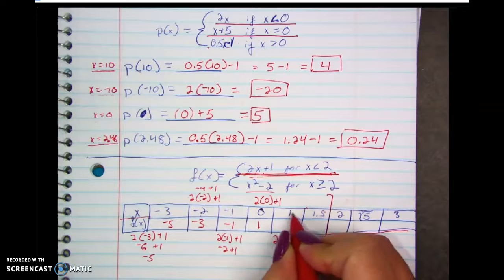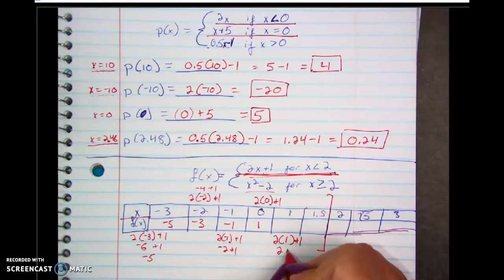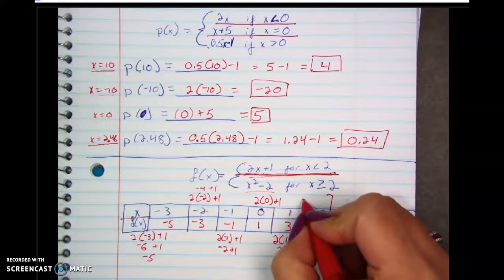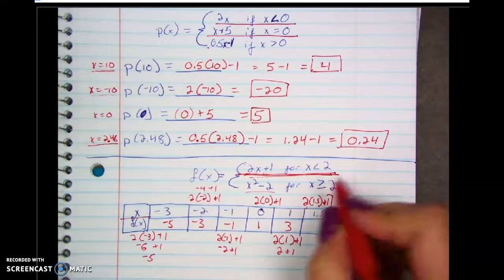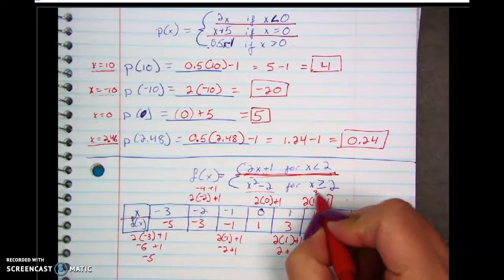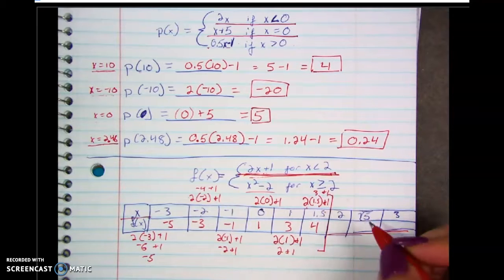Plug in my 1 as x. That would be 2 plus 1. That'd be 3. One more time, 2x plus 1, and now I have 1.5. 2 times 1.5 would be 3, plus 1 would be 4.